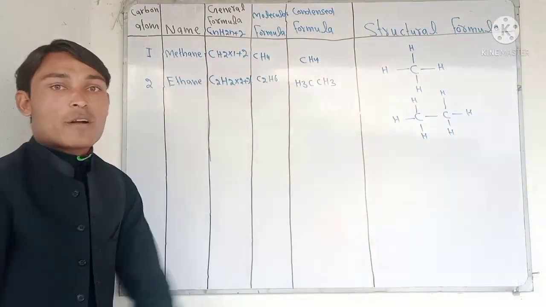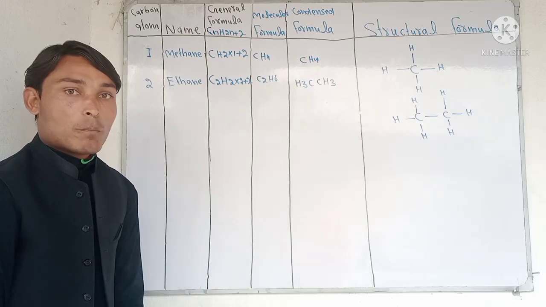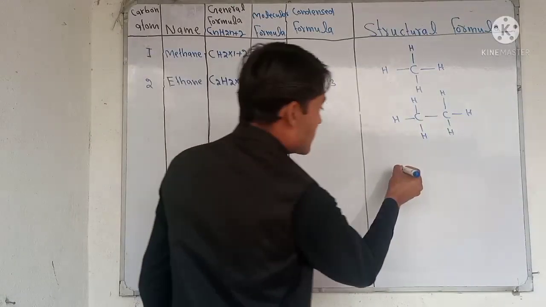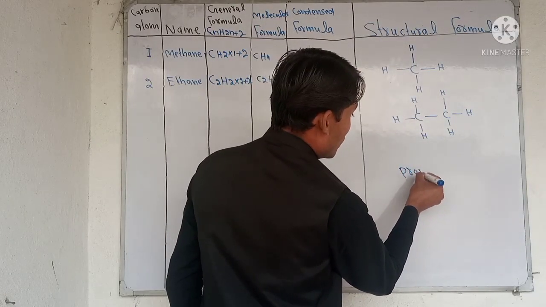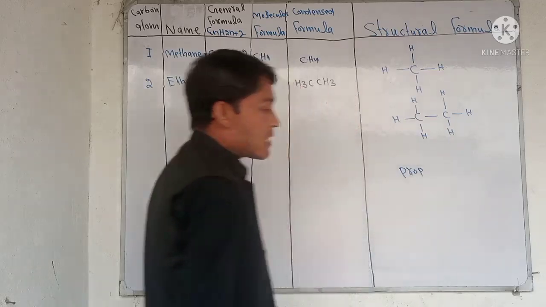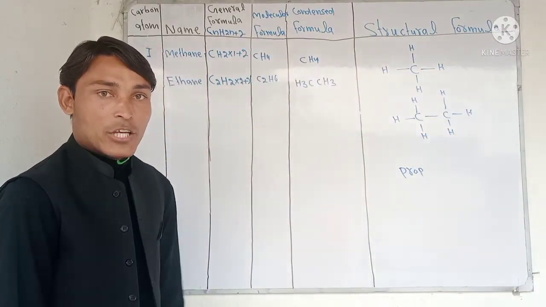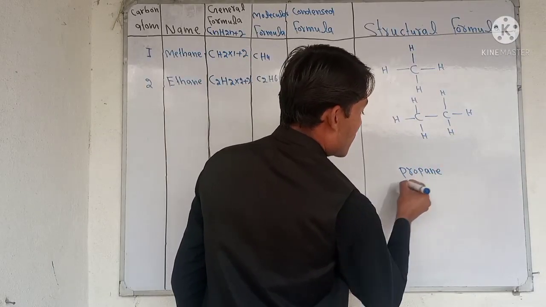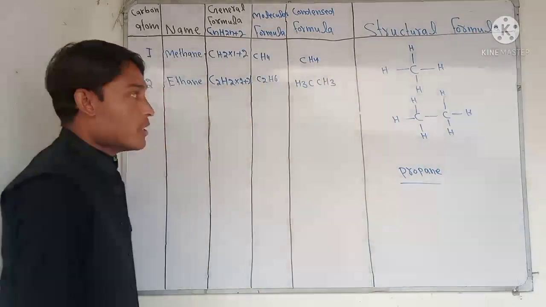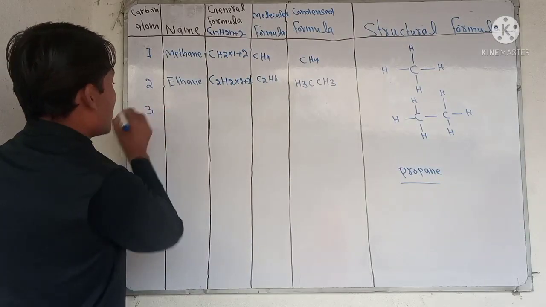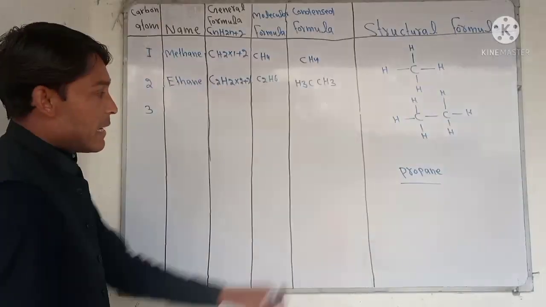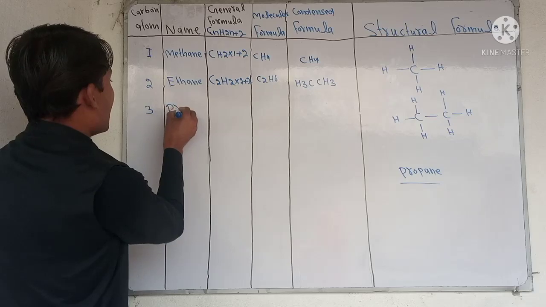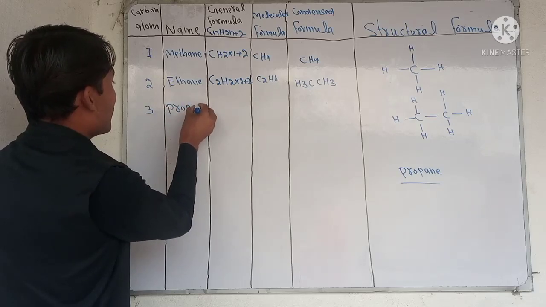Now let's talk about prop. We can call it prop, and prop is a prefix. As we know that we need to add ane because of alkane, so we can say propane. What is this? This is called propane, for carbon number 3. So we can write there, for carbon number 3, that is called 3. And what will be the name? That is called propane.